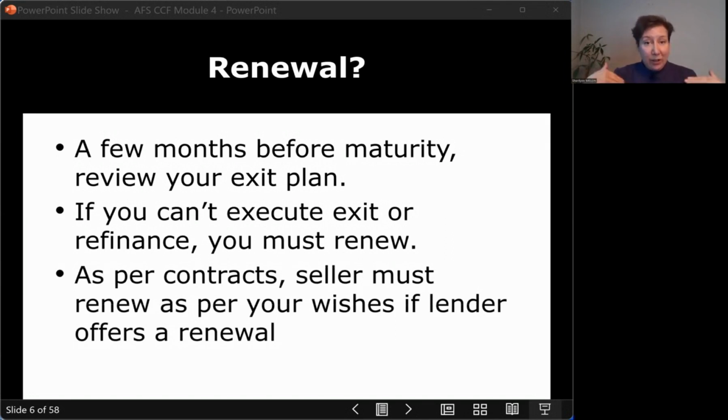And as per the contracts that we use, the seller must grant you the first renewal as per your wishes for what the mortgage renewal will be, if the lender offers a renewal. In a very rare case, the lender will not offer a renewal.